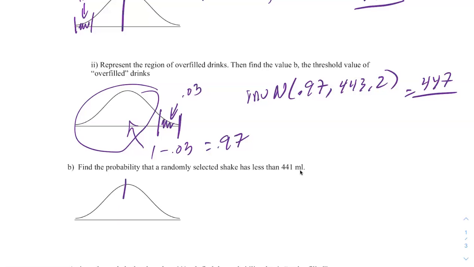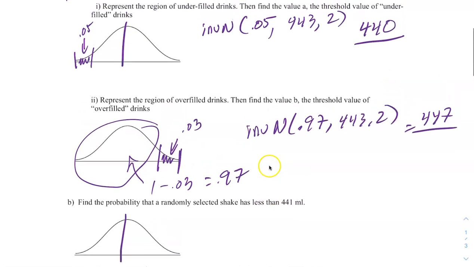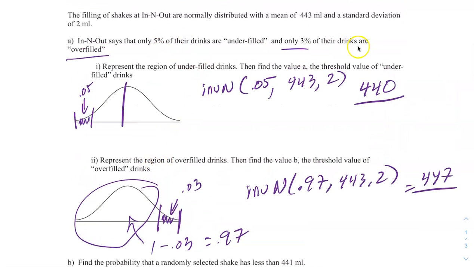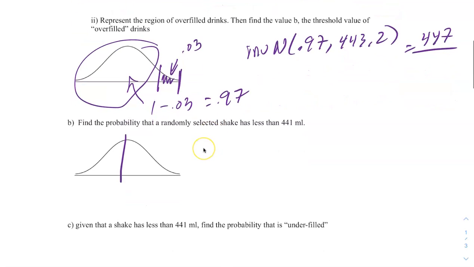The probability a randomly selected shake has less than 441. So let's first find our mean. Now again, notice they're not asking for the percentage, they don't give us a percentage. They're asking for the probability. So this is a normal CDF question, whereas in the previous two, they gave us the percentage and we went backwards. So the mean is 443. I want to find the probability I have less than 441.